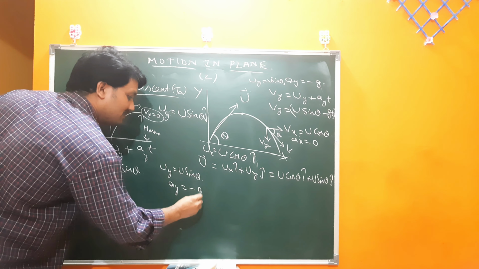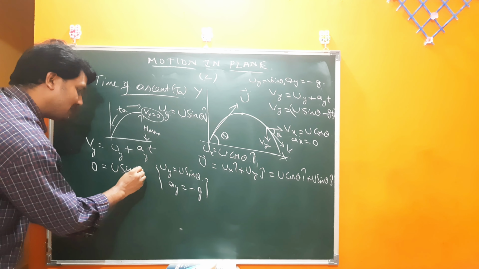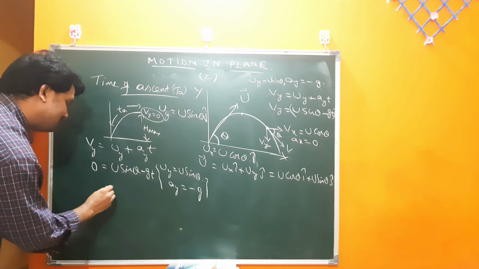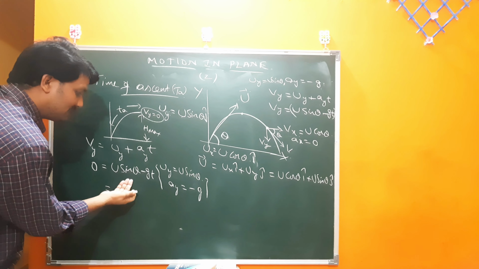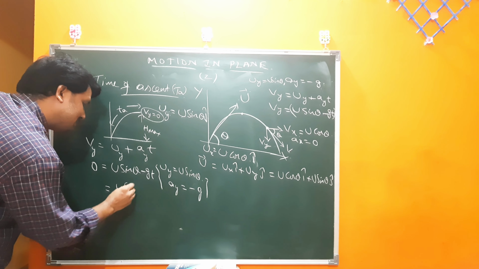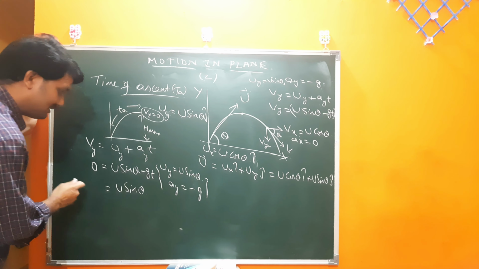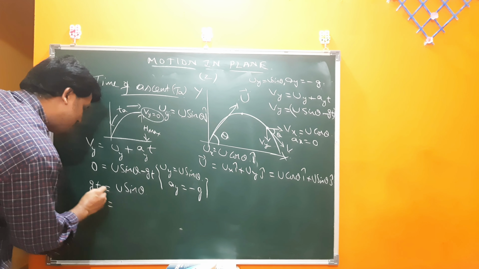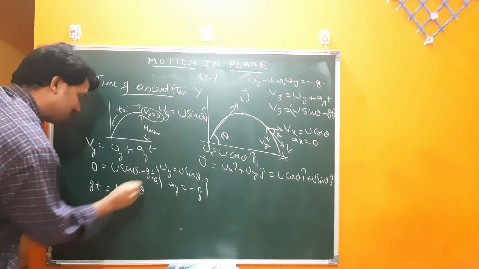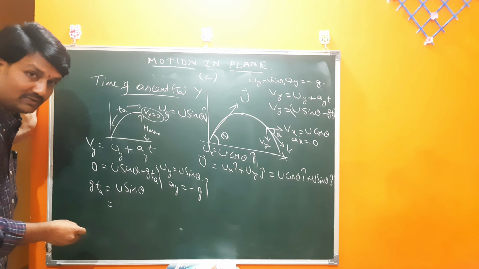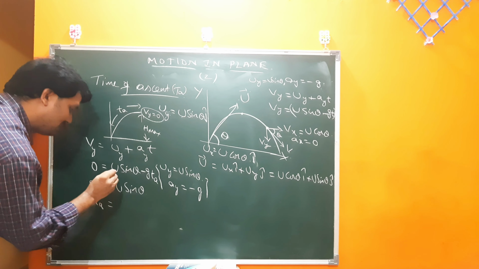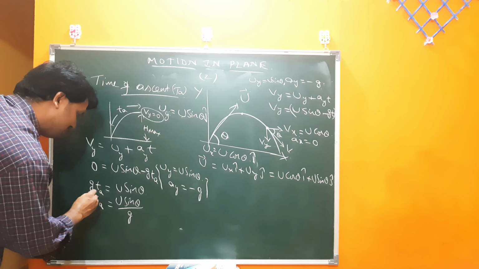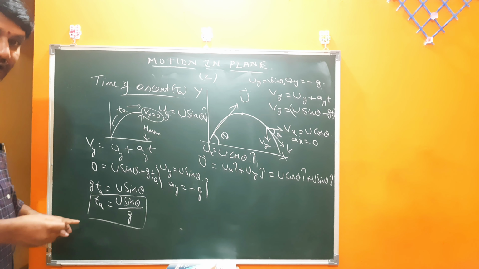Similarly, Ay means minus g, so that is minus gt. Then it is 0, that's why u sin theta you have to write this side only, minus gt; on the other side it becomes plus gt. Then I want to determine t, nothing but Ta, the time of ascent. Therefore, time of ascent is equivalent to u sin theta by g. Yes, this is the time of ascent.